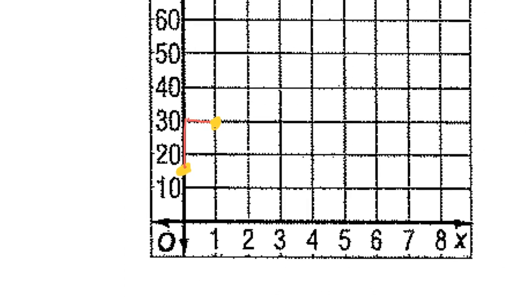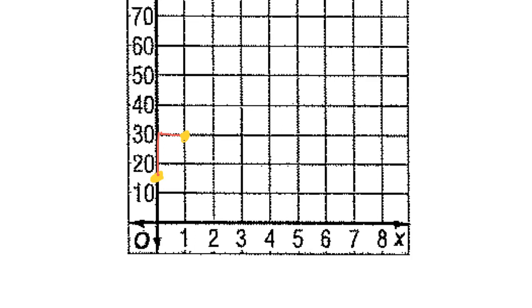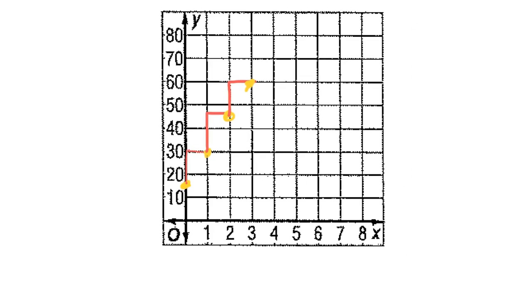And I can keep doing that pattern as many times as I need to get a nice straight line. So from 30 plus 15 will be 45 over 1. There's my next point. I'm going to do it again. From 45, I'm going to go up 15, up to 60, and over 1. And that same pattern can keep going on and on.